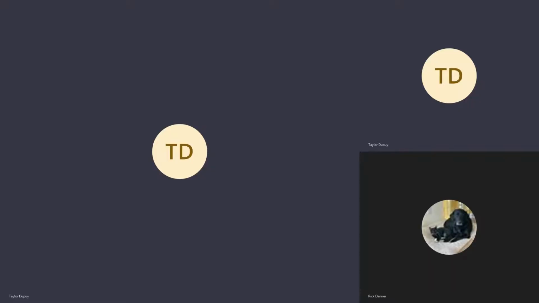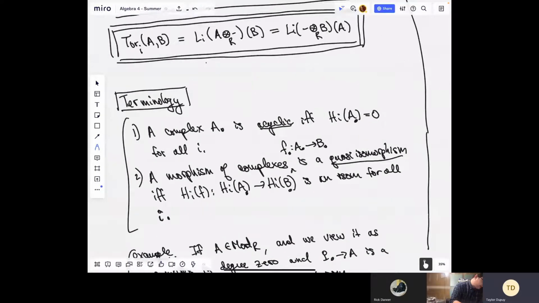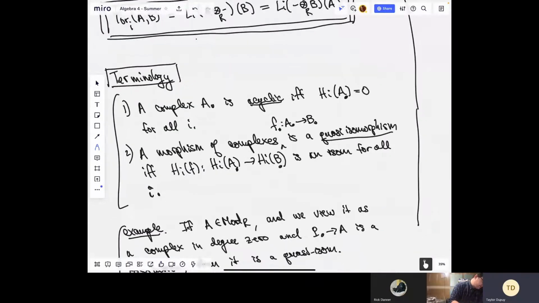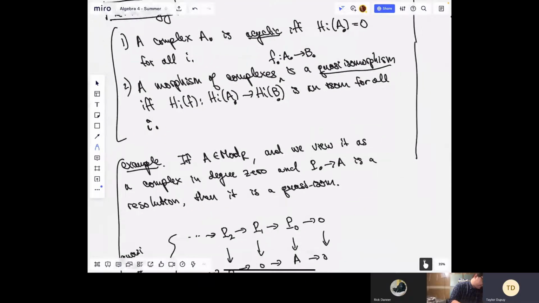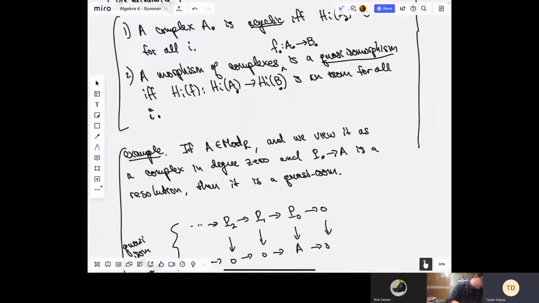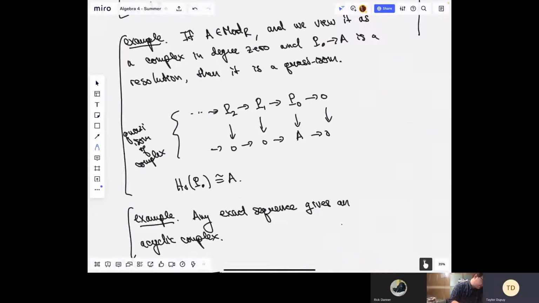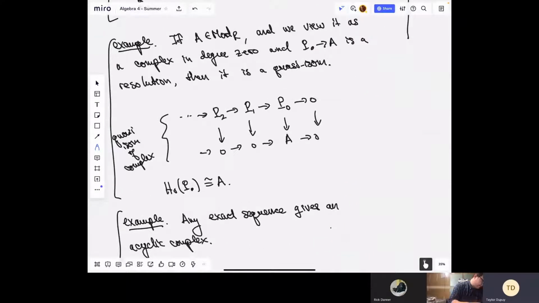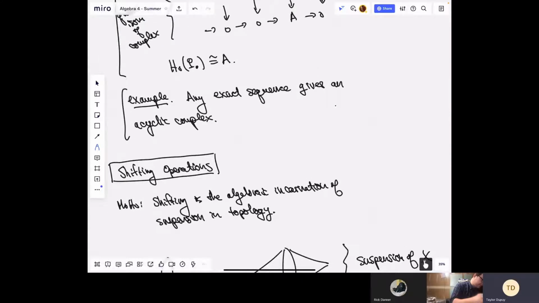So I'm now going to continue this business about these Tors being equivalent. Okay, so we had the notion of an acyclic complex, where the homology was 0. We had a notion of quasi-isomorphism, and that's where they have the same homology. A resolution was an example of something that was quasi-isomorphic. Exact sequences were examples of acyclic complexes.